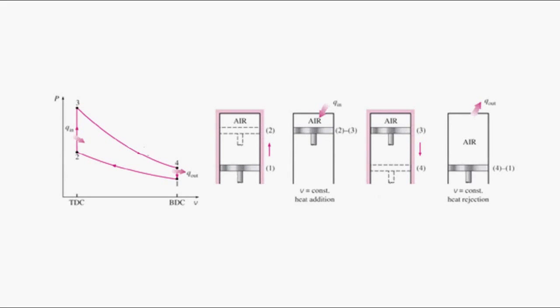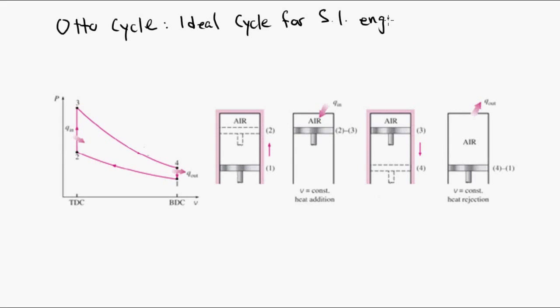We idealize this to do thermodynamic calculations, and we idealize it in a cycle called the Otto cycle. This is for spark ignition engines, so the air and fuel mixture is ignited by the spark. When we idealize this, we assume that we have an ideal gas in the cylinder, and we assume that the ideal gas is air. We can assume constant or variable specific heats for the analysis.